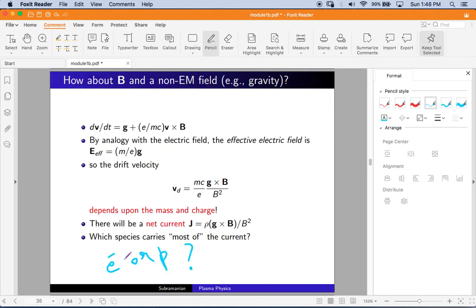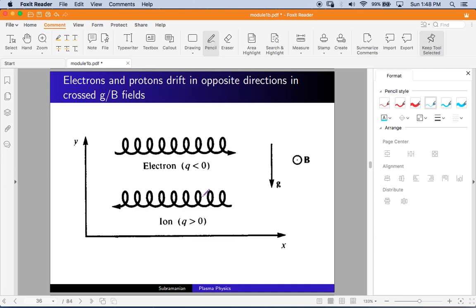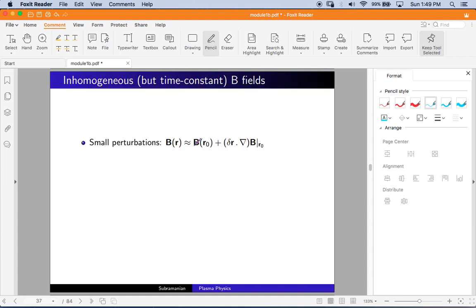And because of this, this drift velocity does care about the sign of the charge. It does care about whether the charge is positive or negative. Therefore, if you have a downward directed gravitational field and a B pointing out of the page, electrons and protons drift in opposite directions in crossed gravitational and magnetic fields. Okay, so that's right.